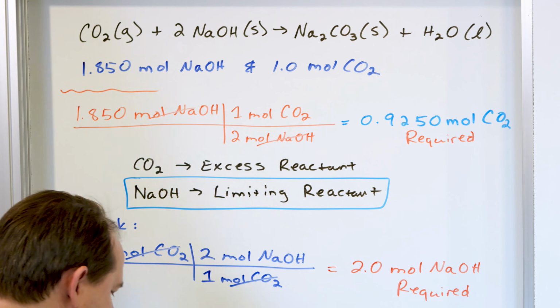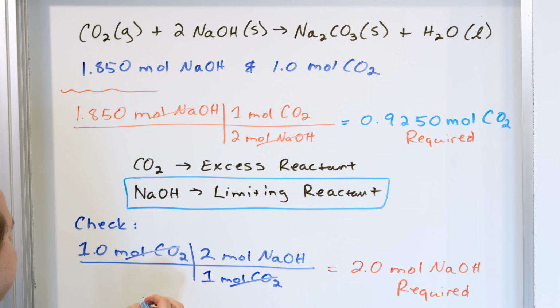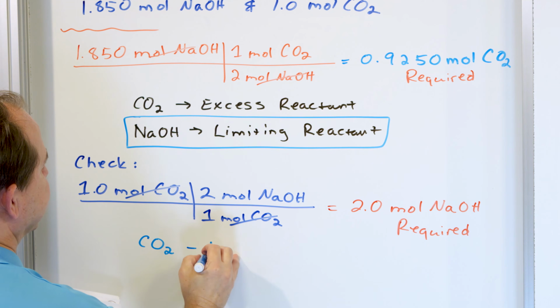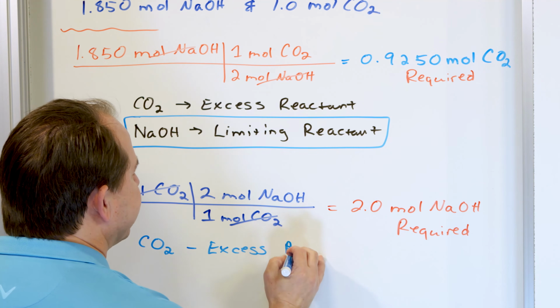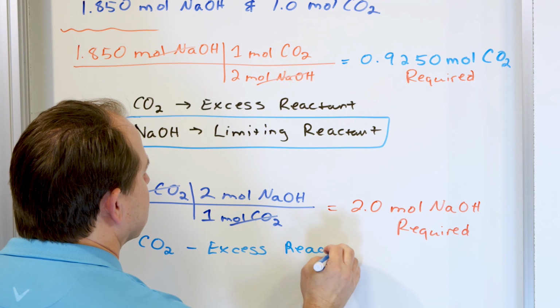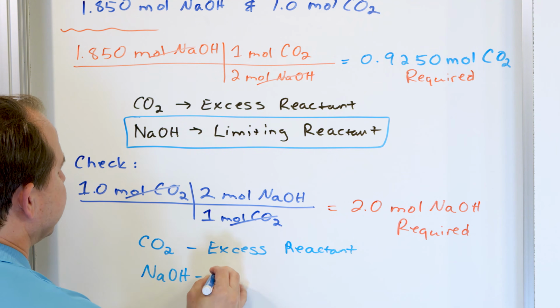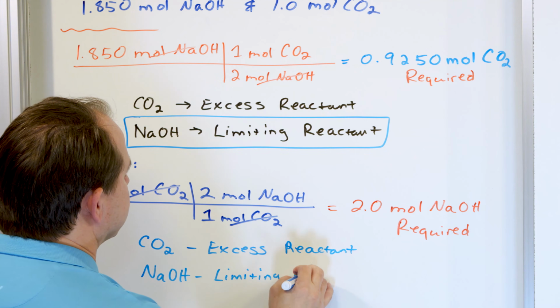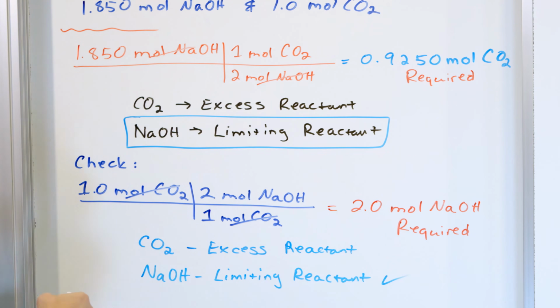So therefore, because of this, then I'm basically getting to the same conclusion again, that the carbon dioxide is the excess reactant. So the CO2, just like before, is the excess reactant. And the NaOH, the sodium hydroxide, is the limiting reactant. And so that's a check mark because that matches what we have before.